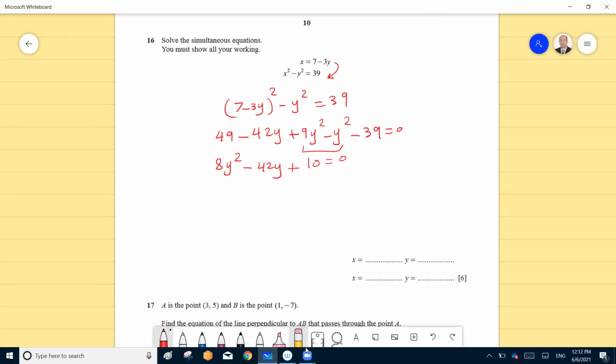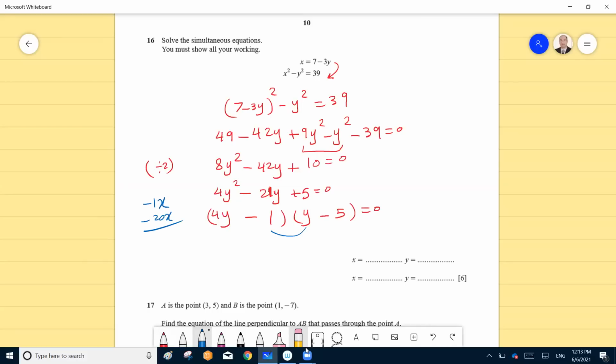Divide the whole equation by 2, and you will get 4y squared minus 21y plus 5 is equal to 0. Try to factorise now. 4y times y, and the 5 can be written as 5 times 1. So I make this negative 5 times negative 1 to be positive 5, and the middle term will be negative 21y. The middle term is negative 1y, and the extreme is negative 20y. The sum is negative 21y, okay. The middle term is correct.